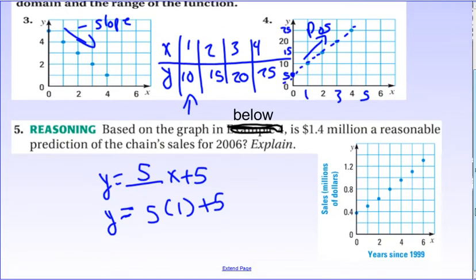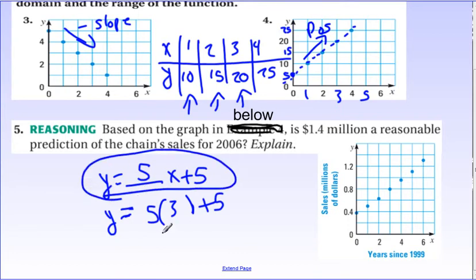Let's see if that works for the rest of them. If I plug in a 2, 2 times 5 is 10, plus 5 is 15. Good, that worked. Plug in a 3. 3 times 5 is 15, plus 5 is 20. Good. If you plug in 4 times 5 is 20, plus 5 is 25. That is our rule. Y equals 5x plus 5.